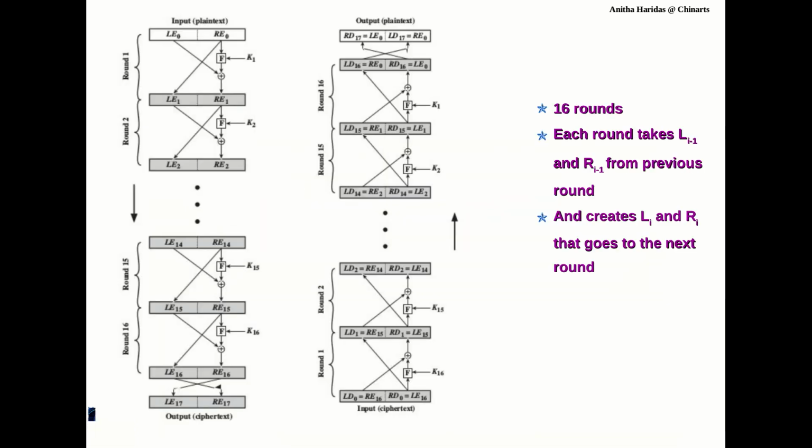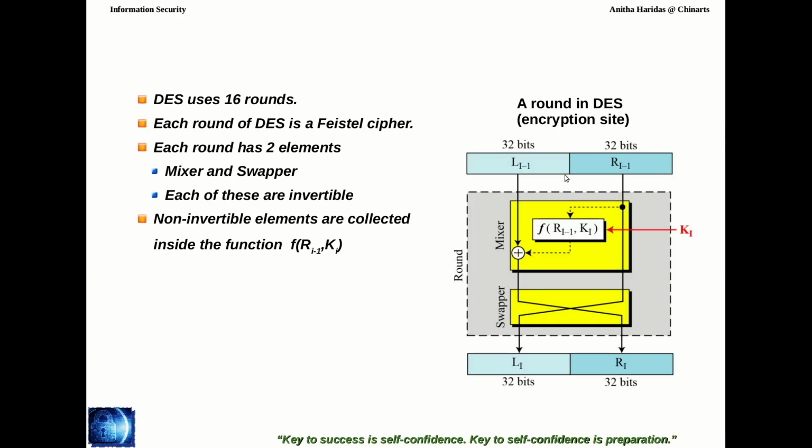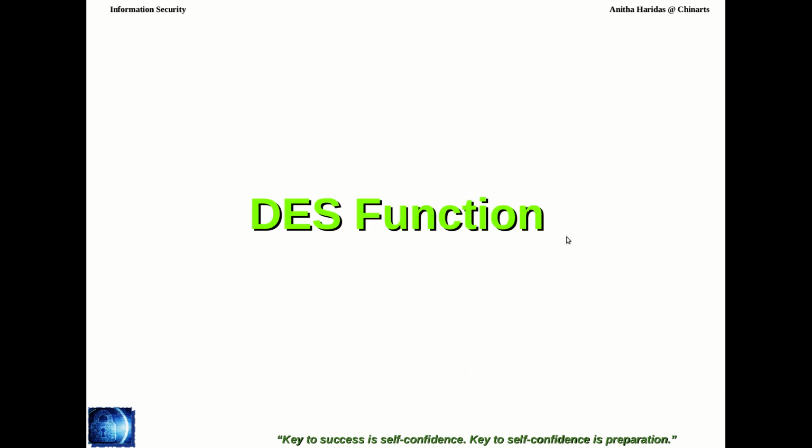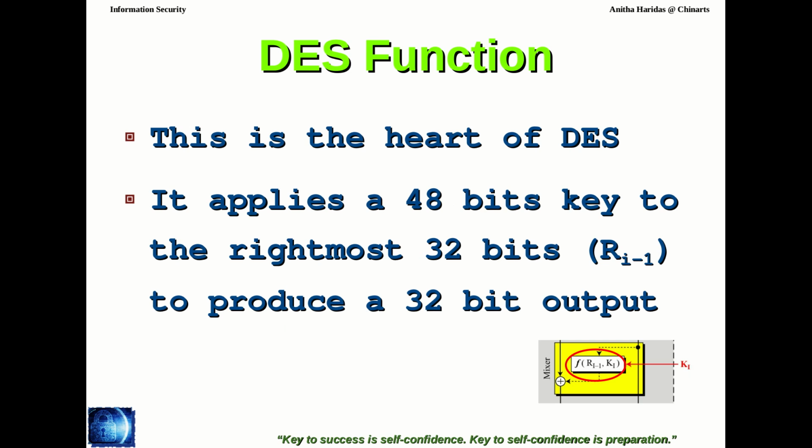which is the very important component that comes in the DES round. Each round of DES is a Feistel cipher. So each round uses a function known as DES function. So we are going to talk about the DES function. So the DES function is the heart of DES. And you can see here, this is the one which we are going to discuss in this video.